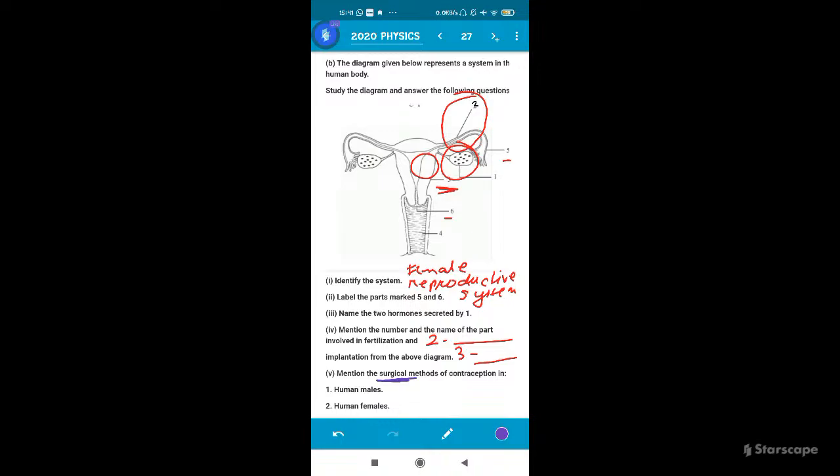So in case of males, what is it called? It is called vasectomy, where the sperm duct is tied or cut. And in case of females, it is known as tubectomy, where the fallopian tube is cut or tied, so that in both the cases fertilization doesn't occur and hence the population of India can be controlled. So this is the answer.